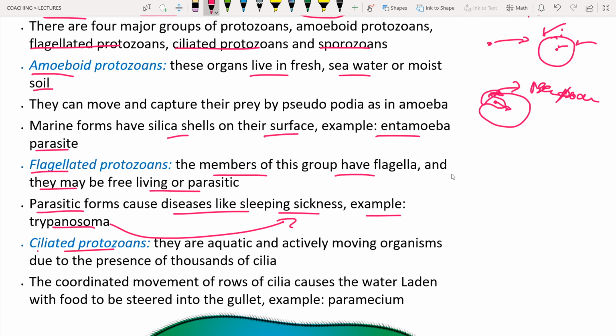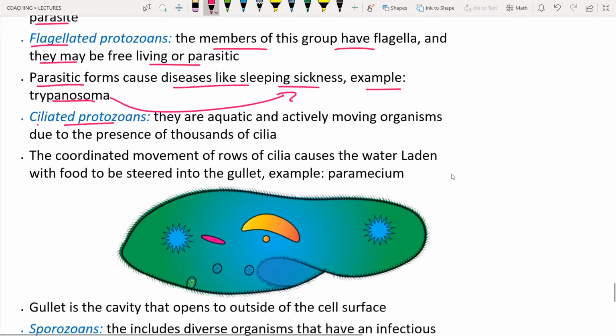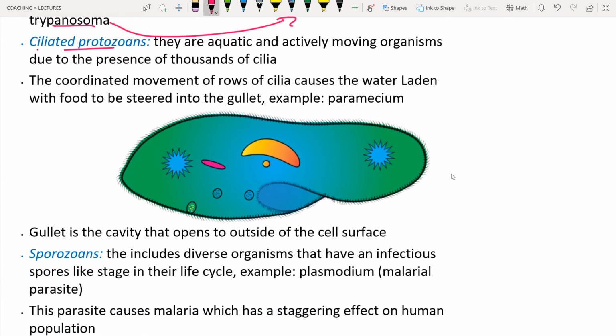Next is the ciliated protozoa. Ciliated means they have cilia around them. So they are aquatic, actively moving organisms due to the presence of thousands of cilia. You can see the paramecium, and around the body of the paramecium you can see small hair-like structures. The small hair-like structures are known as cilia. The main importance of the cilia is that they help in movement.